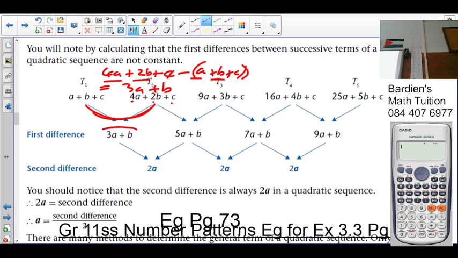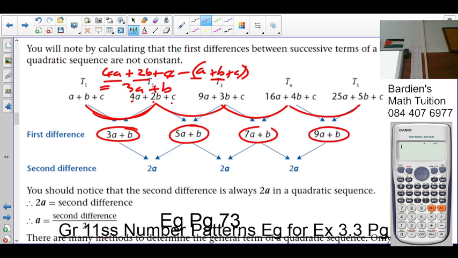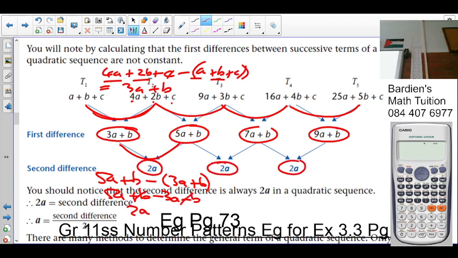So importantly on this point, we have 3a plus b. If we subtract those two, you're going to get 5a plus b. Those two, you're going to get 7a plus b. Those two, you're going to get 9a plus b. Now what happens if you say 5a plus b minus 3a plus b? There's going to be 5a plus b minus 3a minus b, which is 2a, and the b's cancel. So what do you notice? Your second common difference will always be equal to 2a. Can you see that, people?